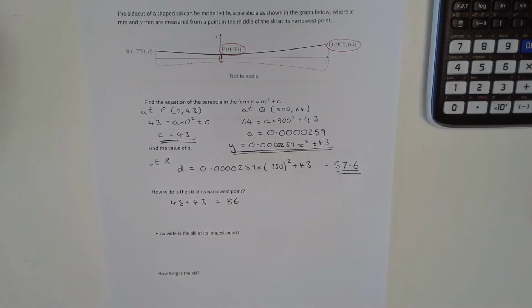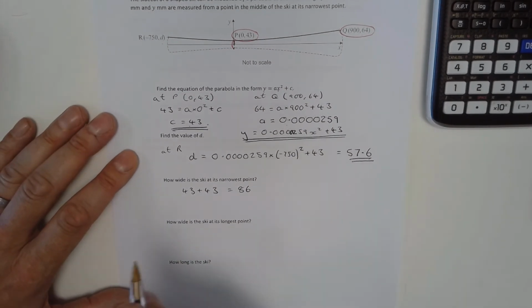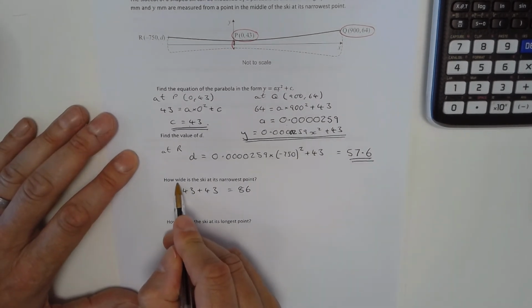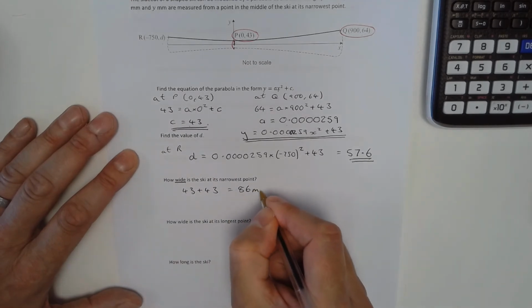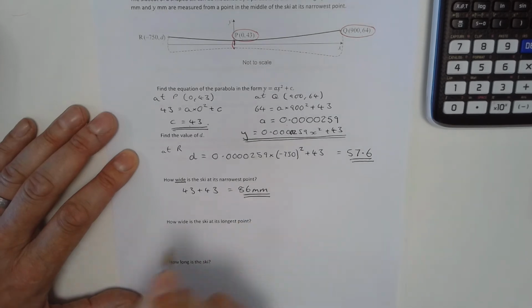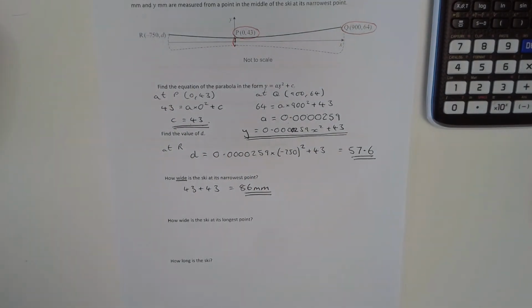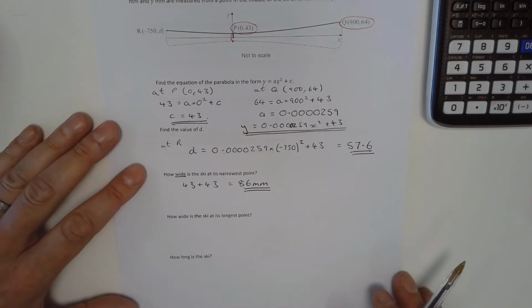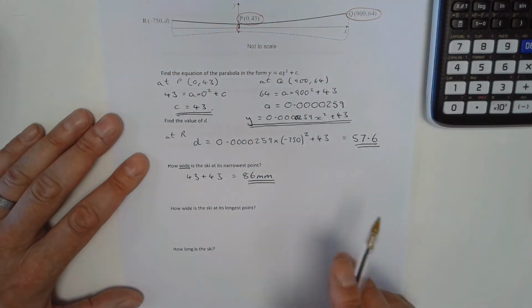Now the big mistake here, because this is a contextual question and it is really important, saying how wide is the ski, 86 is not good enough. We need to write 86 millimetres because this question is measured in millimetres. If you wanted to convert it into metres, that would be fine, but you must put the units on it.